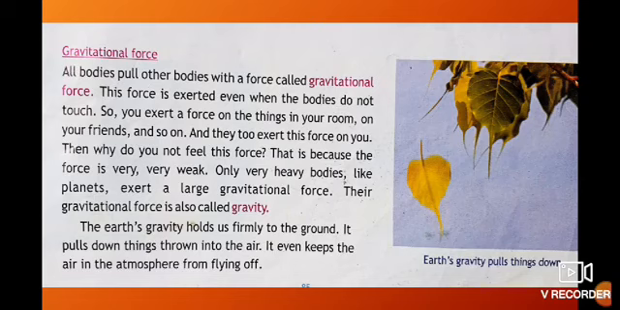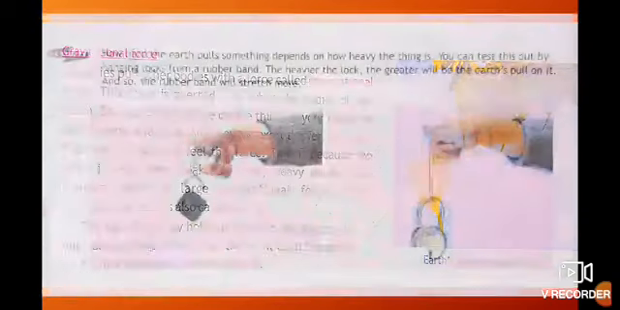It pulls down things thrown into the air. If we throw a ball, it comes down. It even keeps the air in the atmosphere from flying off. You can see Earth's gravity pulls things down here. Leaves are falling down.